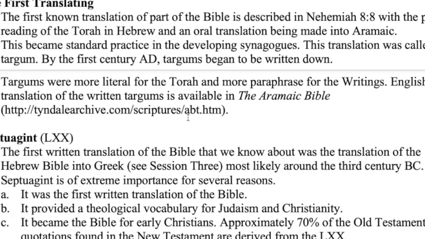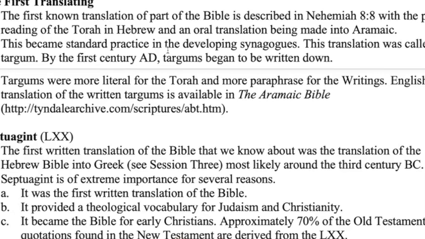So here's the problem. It was written in Hebrew, but now these people speak Aramaic, and so they didn't know what the Hebrew meant. So these scribes, and Nehemiah was one of them, would read the original and then translate it and explain it to people. So even in the Old Testament times, they were already translating.